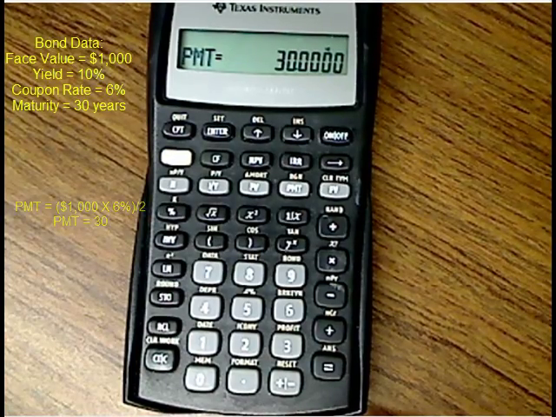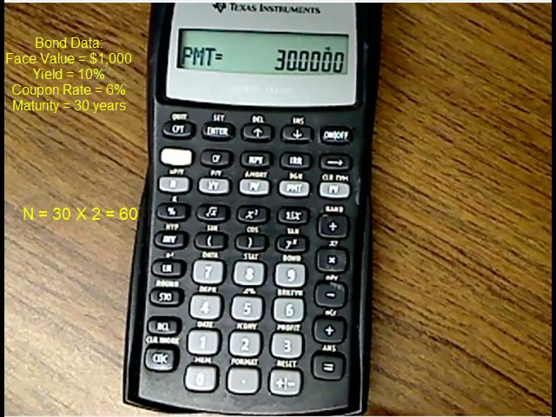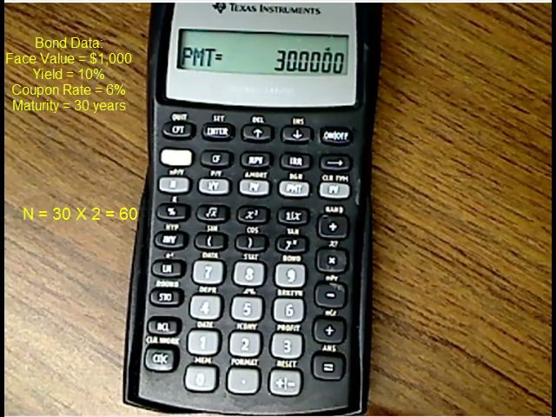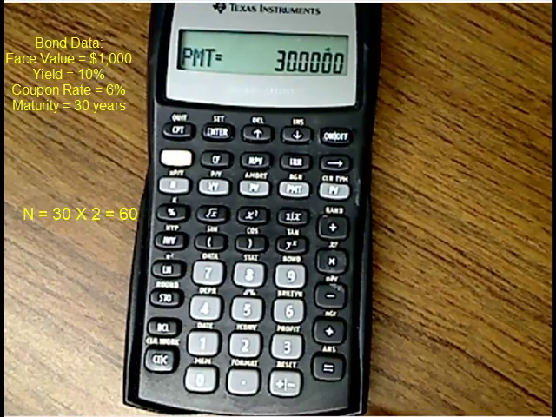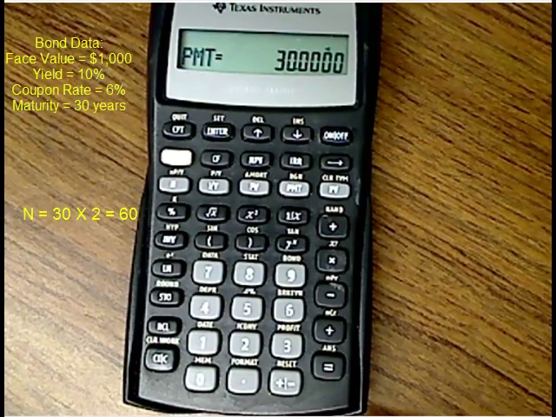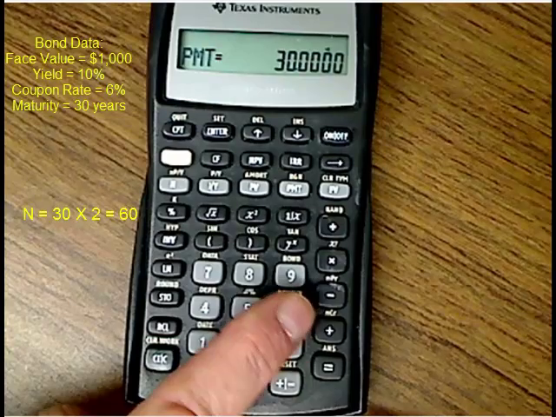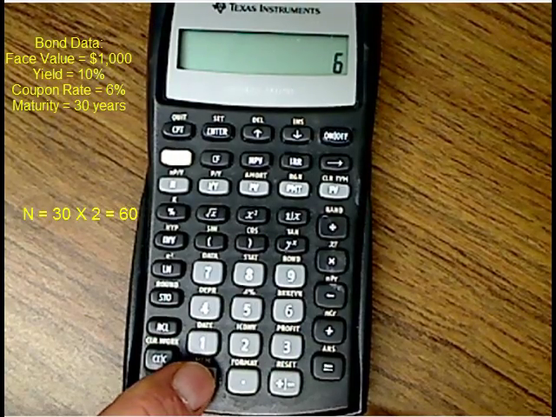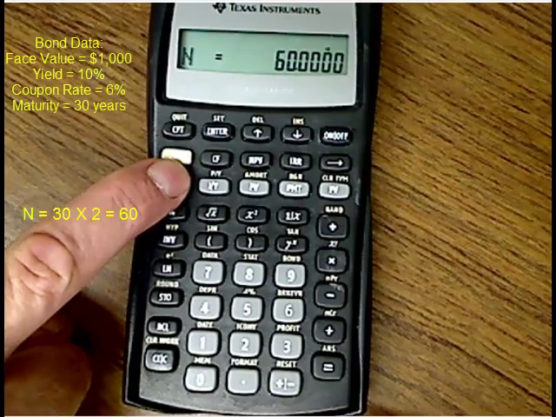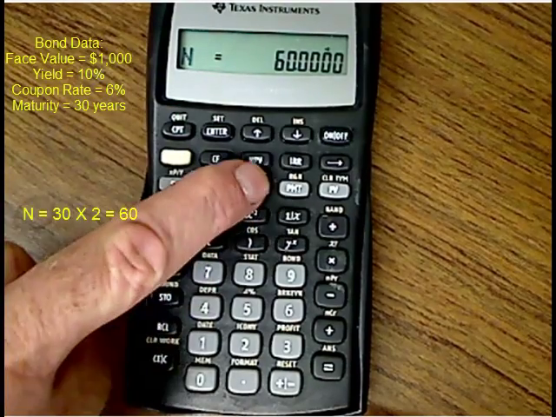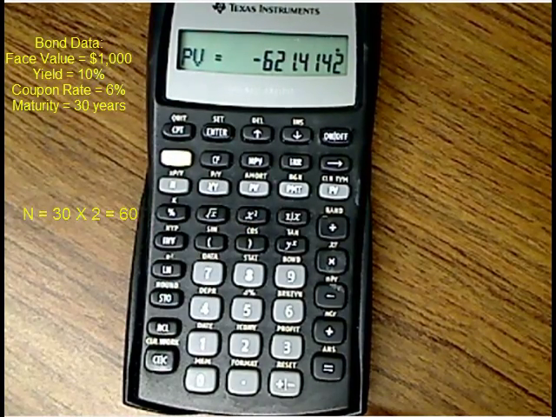Right. Now let's assume that the bond matures exactly 30 years from now. What we want to know then is how many interest payments the bondholders will receive while they hold this bond. Since bonds pay interest twice a year, the bondholder is going to get 30 times 2 interest payments in total. And that is the number we want to put into the N button, the total number of interest payments. So it'll be 60, goes into N.